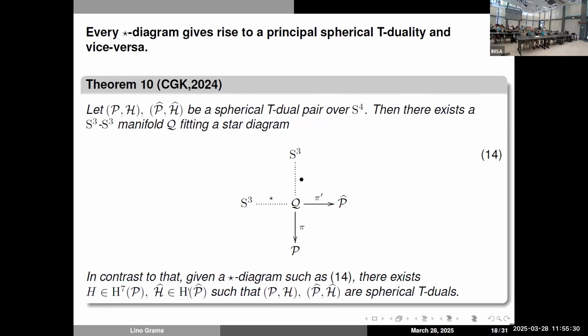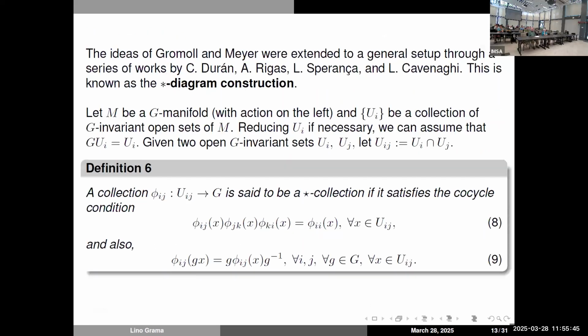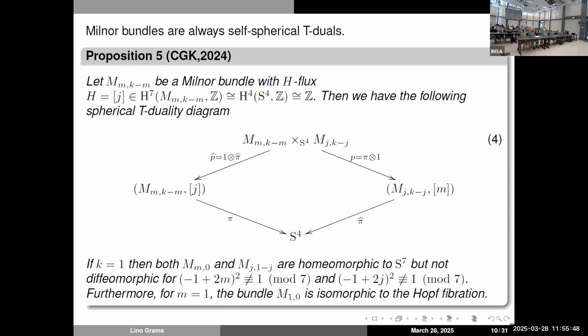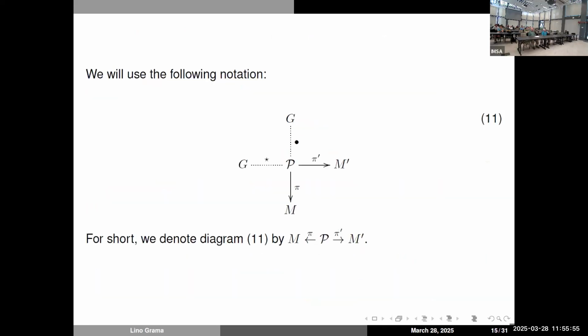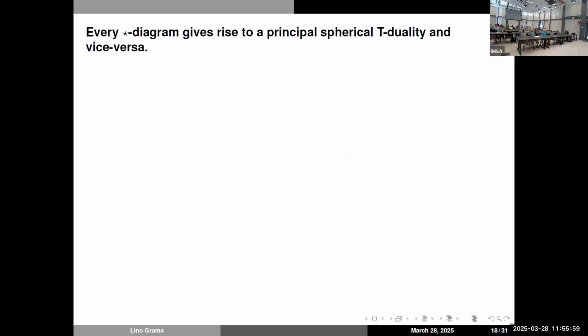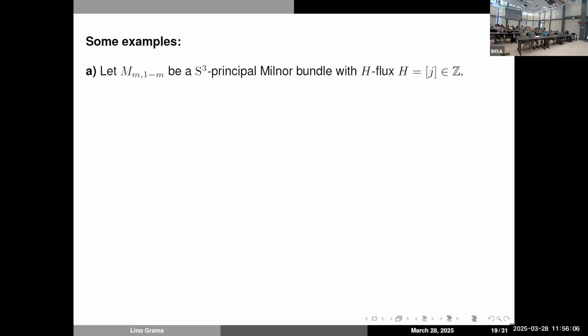Okay. At this point, we have this concept, spherical T-duality, the star diagrams, and these Milnor bundles. Okay? We have Milnor bundles, star diagrams, and the spherical duality, and all of you can put in the same language. And let's provide some examples. If we start with n, 1 comma n, comma 1 minus n, start with the S3 principal bundle, Milnor bundle, and start with the H flux given by the integer number as a homology class.